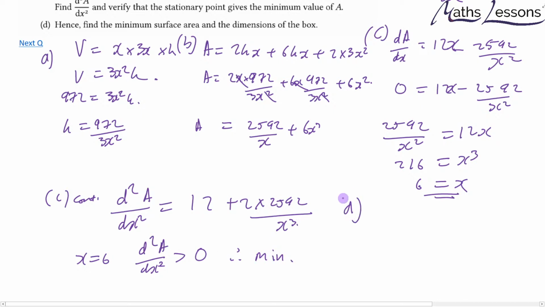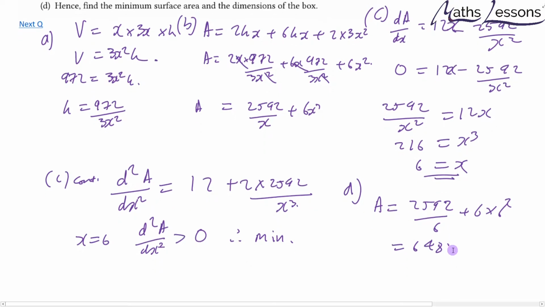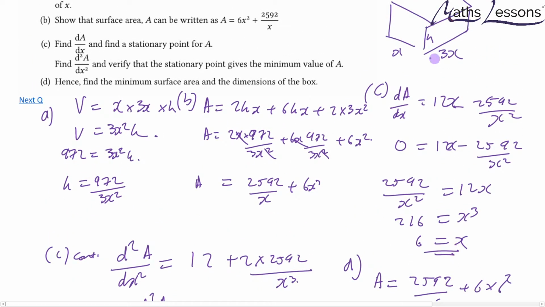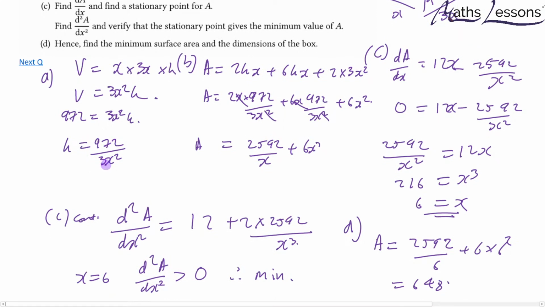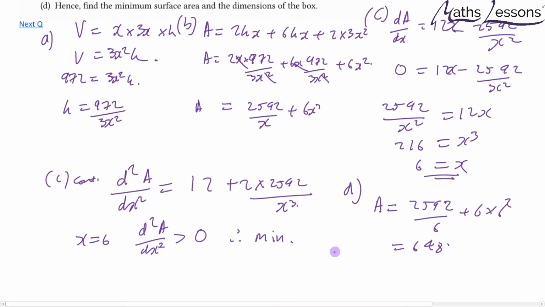Okay. So hence we can find the minimum surface area. Well, what we do is we just use the formula for the area, and we're going to get 2592 over 6 plus 6 times 6 squared, which equals 648. And then we can find the dimensions of the box. So we know that x is 6. We know this is going to be 18. And we found a formula for h and x. So do 972 divided by 3x squared. What we get is we get the width equal to 6, the length equal to 18, and when you put that in, you get the height equal to 9.